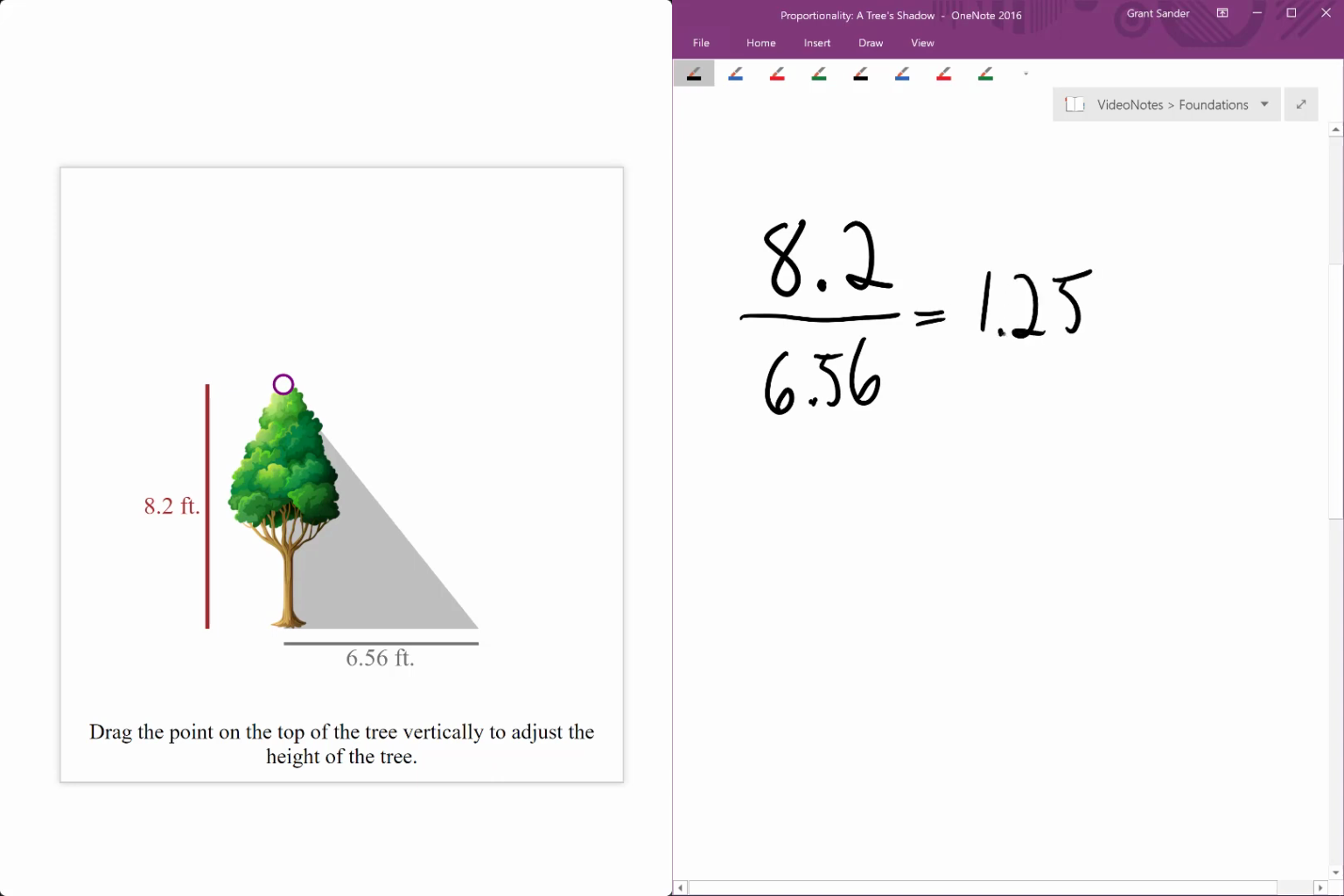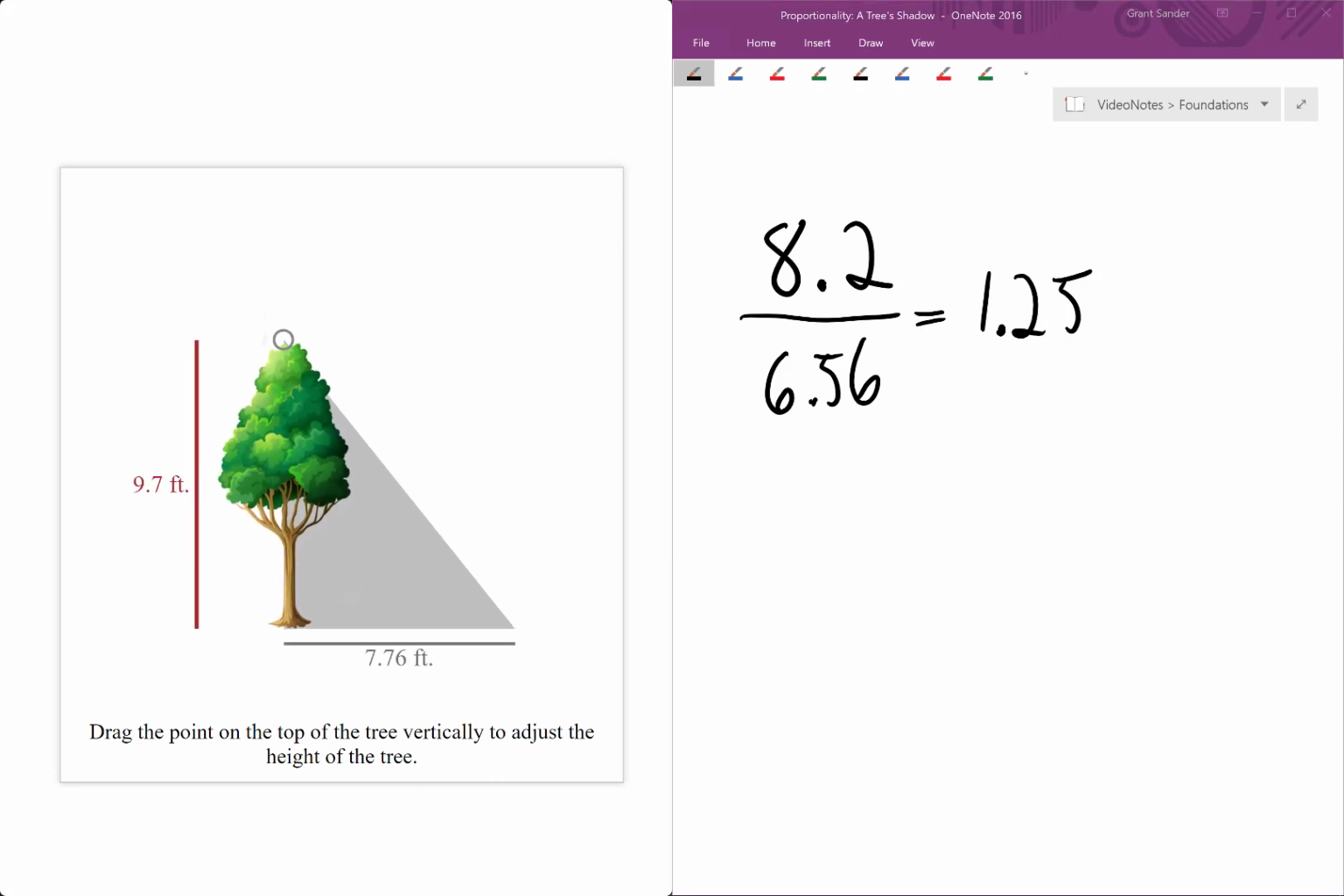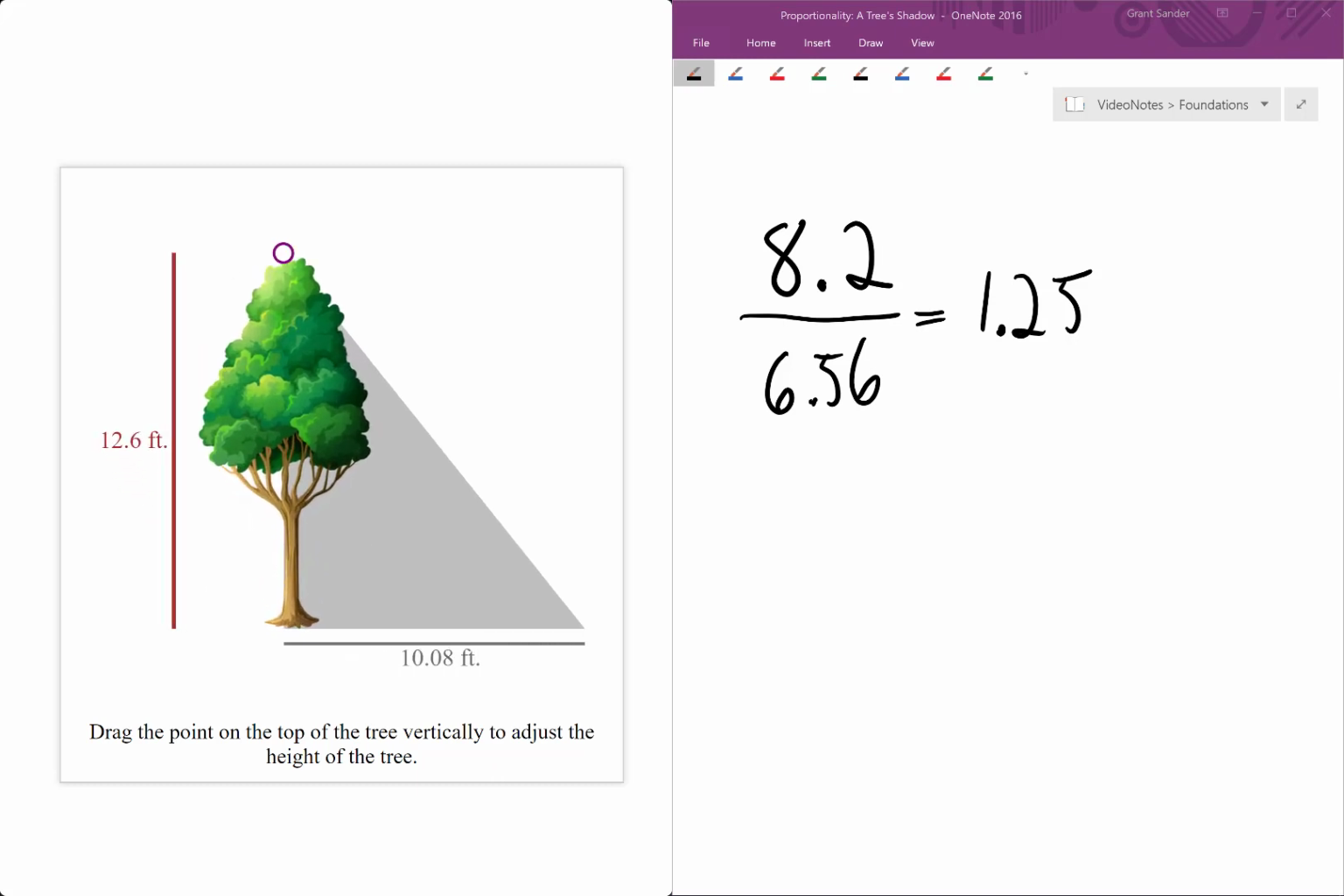So the measure of the tree's height in units of the shadow's length is 1.25, which means the tree's height in feet is 1.25 times as large as the length of the shadow in feet. And that's for this specific moment. But since the height of the tree and the length of the shadow are proportional, that measurement will be constant. We have that constant measurement, which means that no matter how tall the tree is, the height of the tree is 1.25 times as large as the length of the shadow.